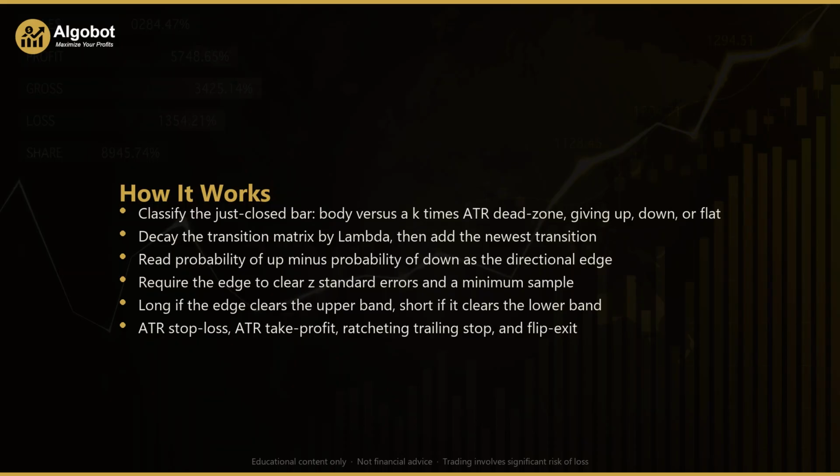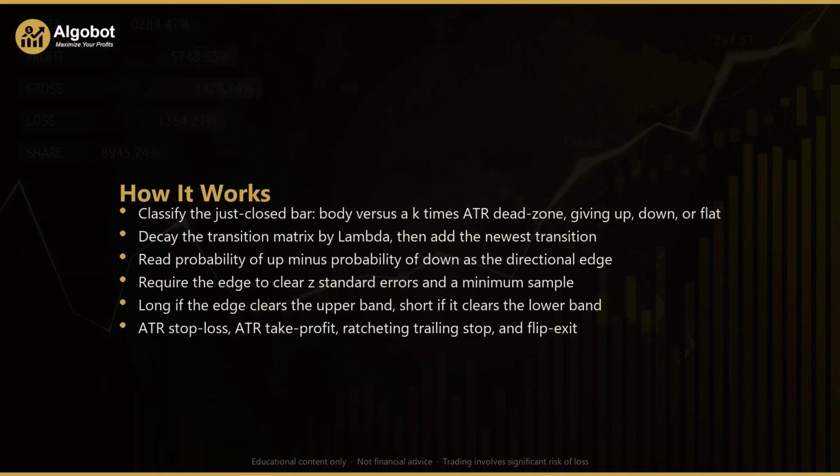The second step is learning. The strategy keeps a 3x3 grid of transition counts, one row for each current state and one column for each next state. On every new bar, it first multiplies the whole grid by the forgetting factor, Lambda, which is set to 0.97 by default. That gentle decay lets old structure fade, so the model tracks the current regime. It then adds 1 to the cell for the transition that just occurred from the previous state to the current one.